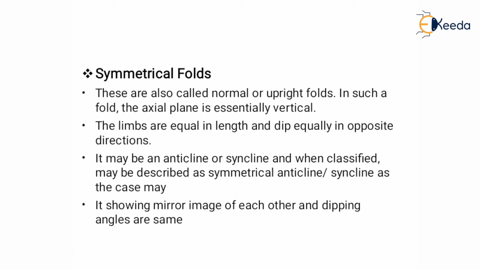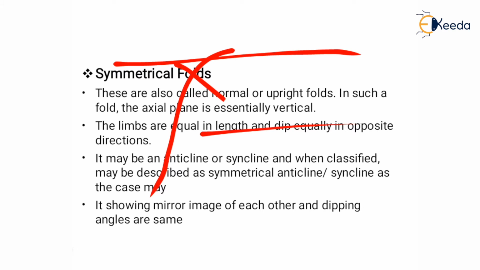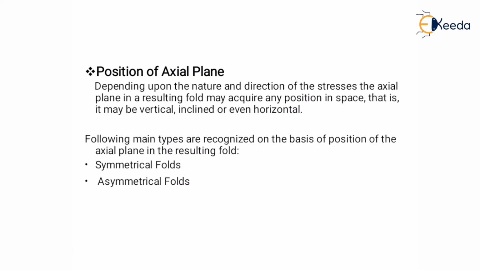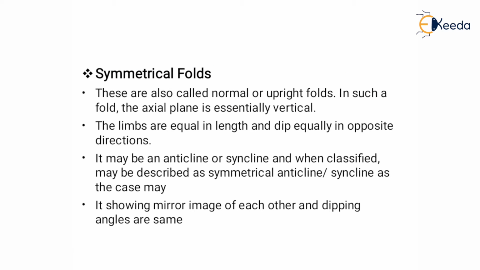These are also called normal or upright folds. In such a fold, the axial plane is essentially vertical. The limbs are equal in length and dip equally in opposite directions. It may be an anticline or a syncline. When classified, it may be described as a symmetrical anticline or syncline, as the case may be. Not all the time is the symmetrical fold anticlinal, it might be a syncline too. It shows mirror images of each other and the dipping angles are the same.